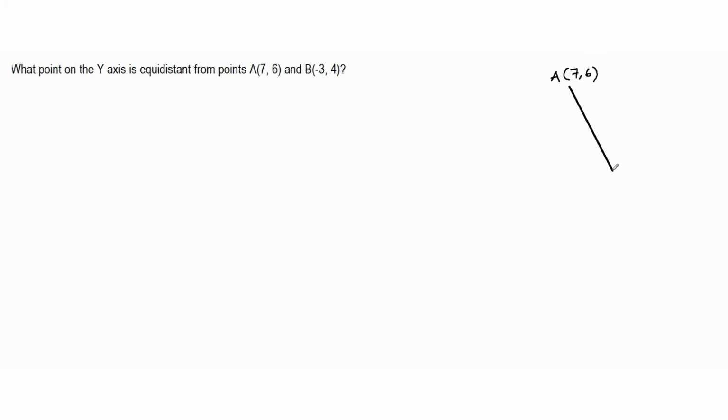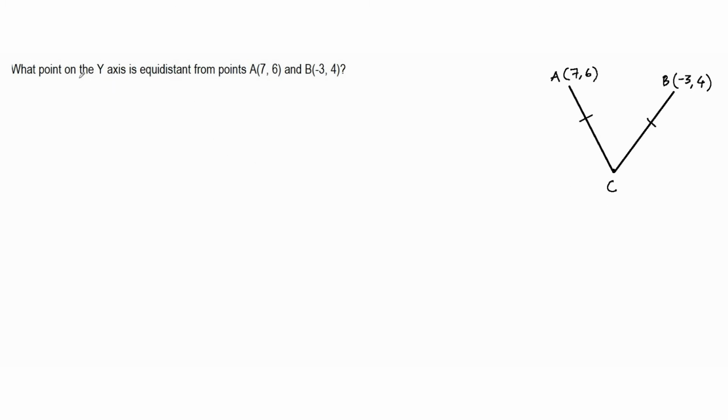There is a point on the y-axis, so let that point be C. Now this particular point C is equidistant from points A and B. So this is point B, which is -3, 4. It is given that the point C is equidistant from A and B. That means the distance between C and A is equal to the distance between C and B, right?